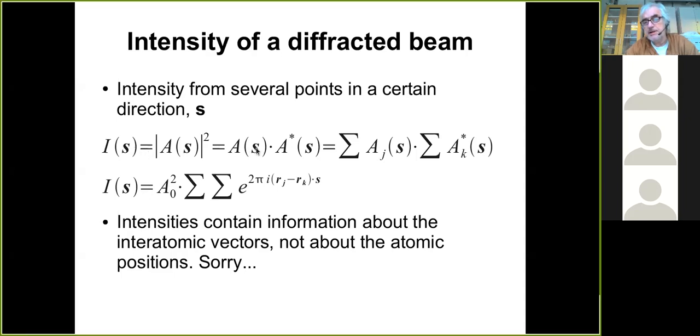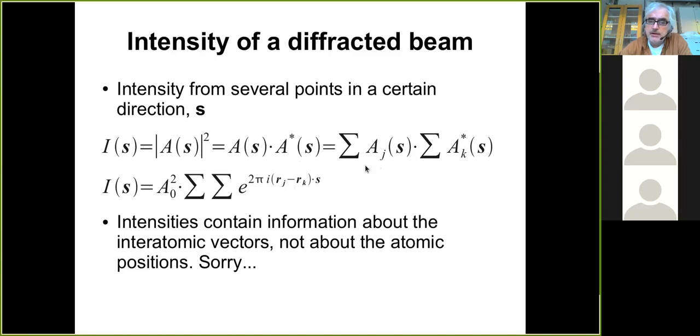Each of the amplitudes, in a direction s, and the complex conjugate amplitude of s, could be written as a sum over all of the different positions j. j goes from, say, 1 to the number of objects that scatter the radiation. And if we express this double sum here, the constant could be multiplied outside, and the rest of it is just e to the 2 pi i, rj s and rk s. j and k are different indices.